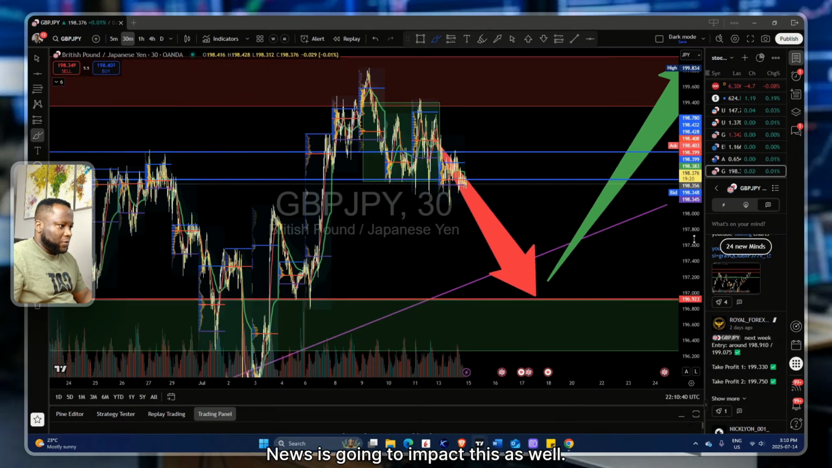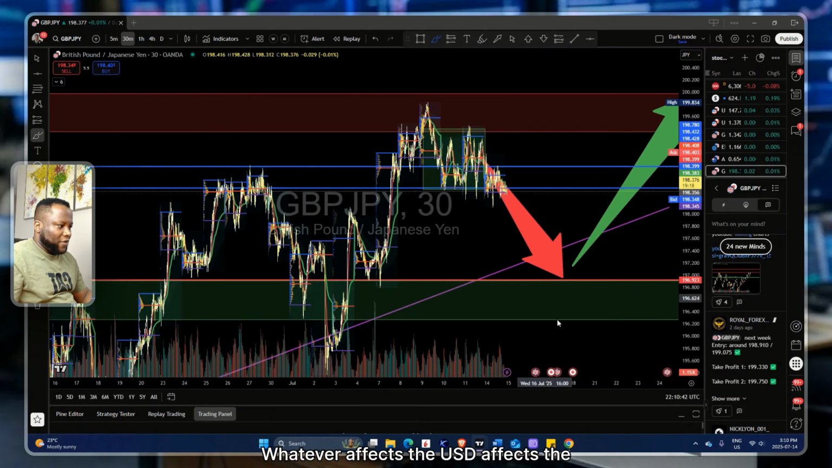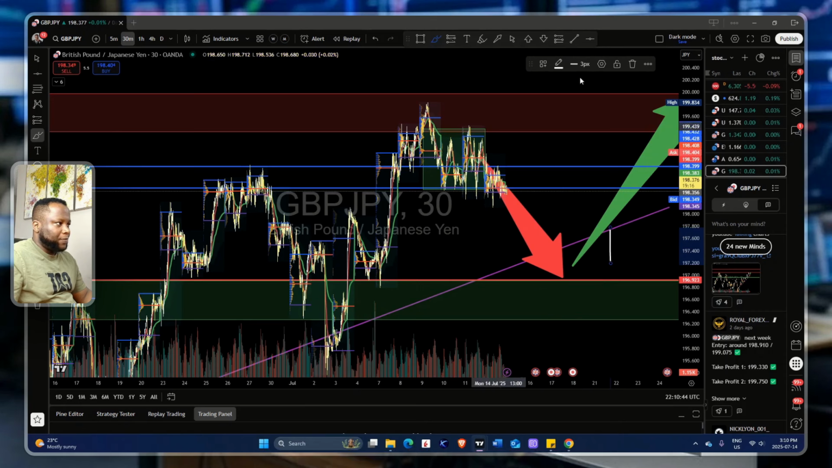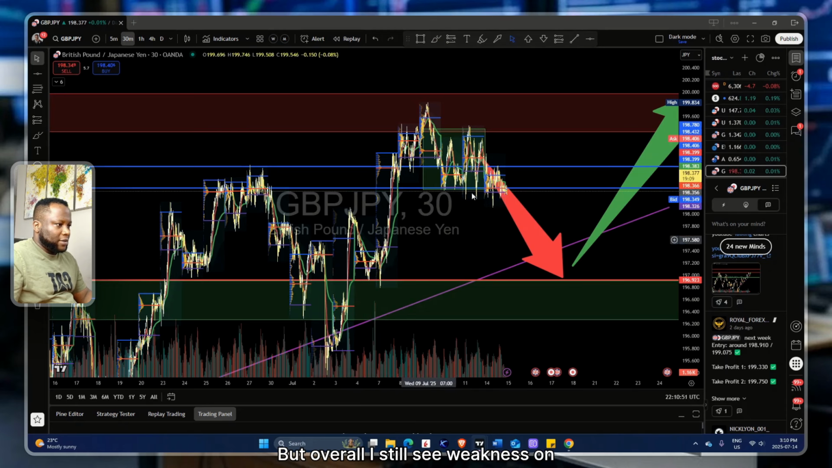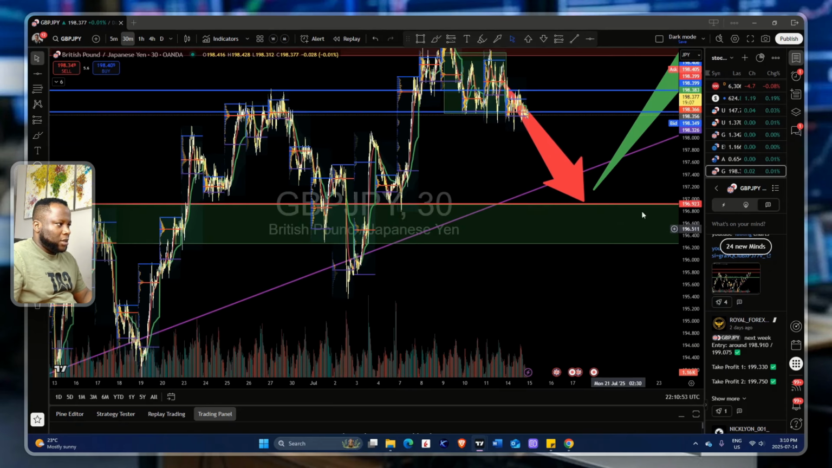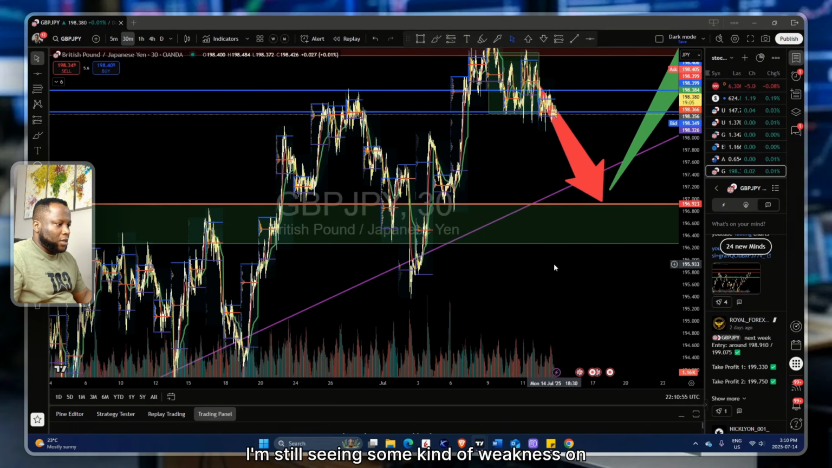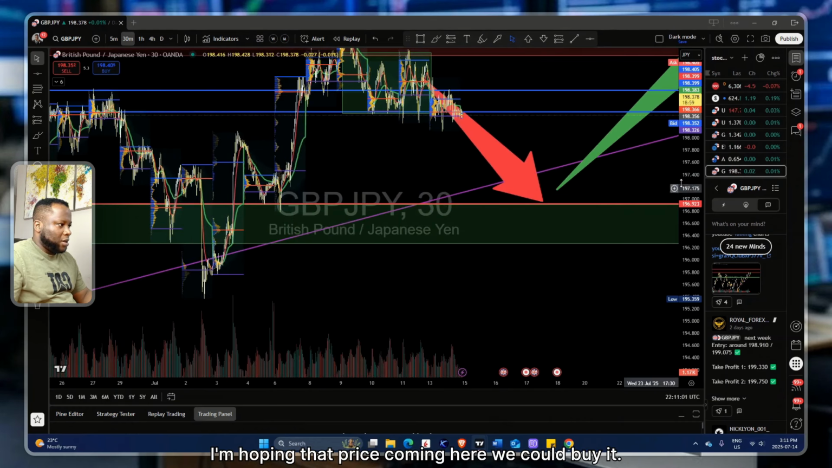News is going to impact this as well. It's a high impact news. Whatever affects the USD also affects the JPY. All right, affects JPY a lot. But overall, I'm still seeing some kind of weakness on JPY. All right, but I'm taking into consideration this support here, and I'm hoping that price coming here, we could buy it.